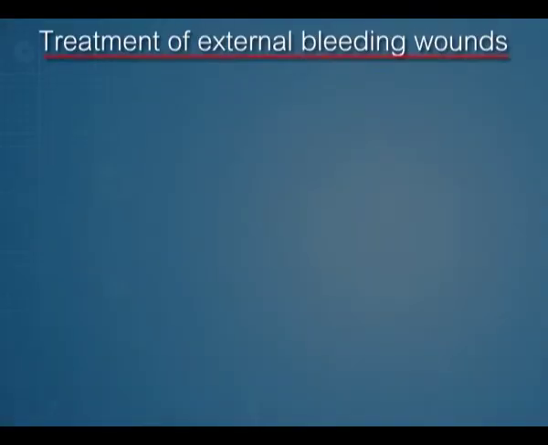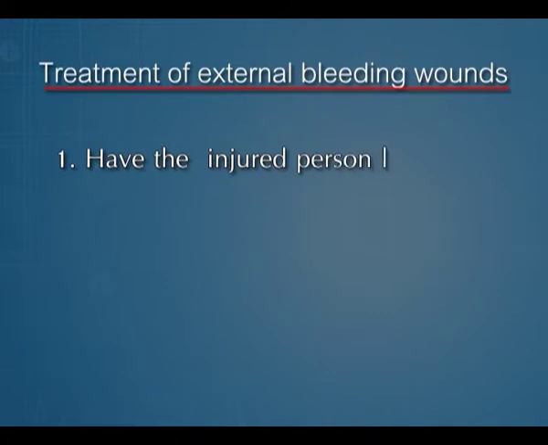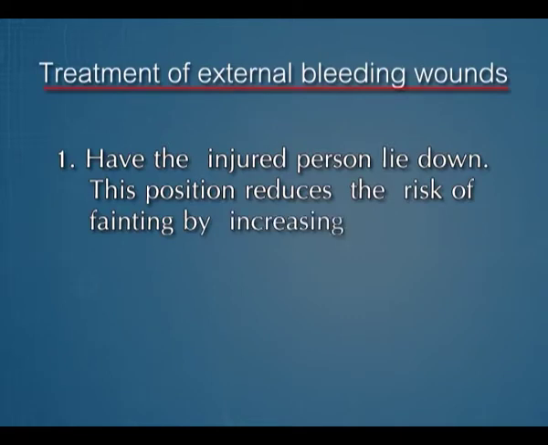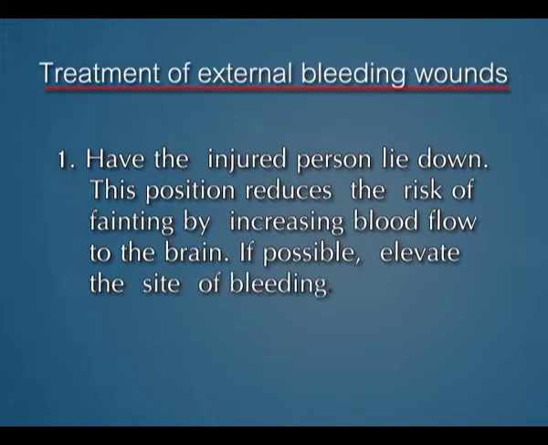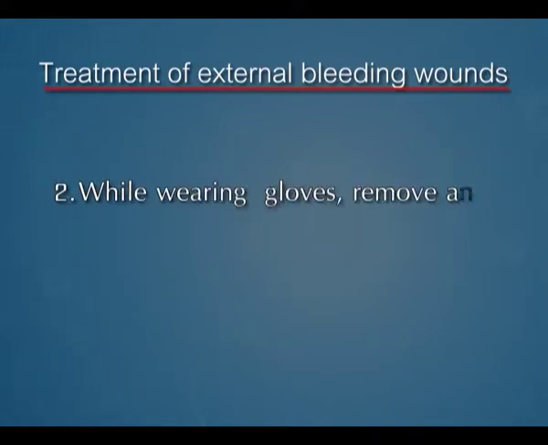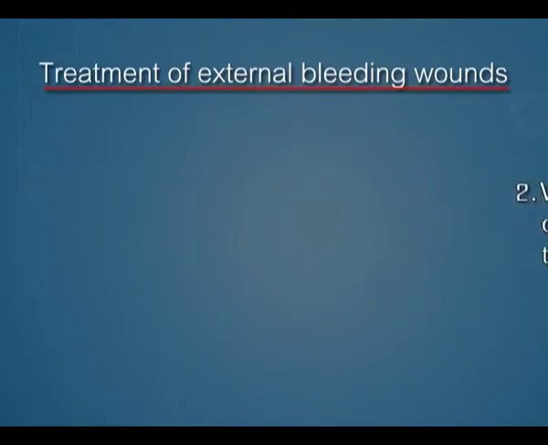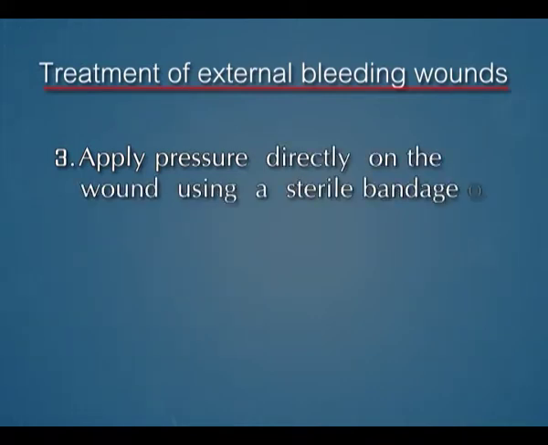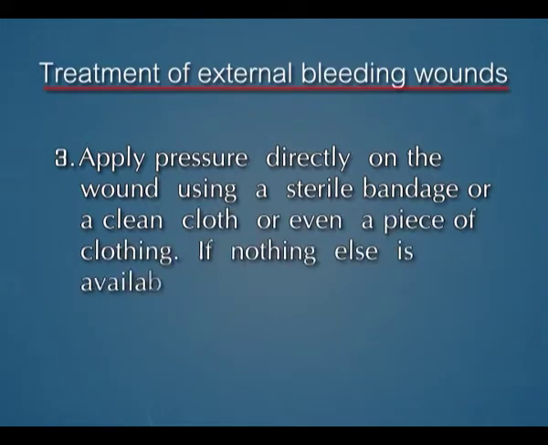And let's talk on treatment of external bleeding wounds. Have the injured person lie down. This position reduces the risk of fainting by increasing blood flow to the brain. If possible, elevate the site of bleeding. Secondly, while wearing gloves, remove any obvious dirt or debris from the wound. Number 3, apply pressure directly on the wound using a sterile bandage or a clean cloth or even a piece of clothing. If nothing else is available, use your own hand.